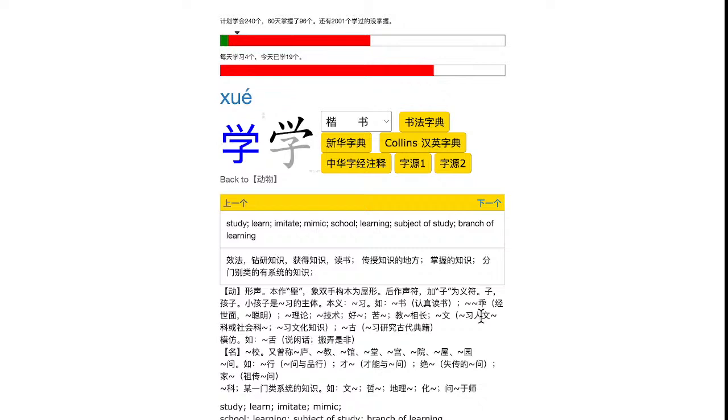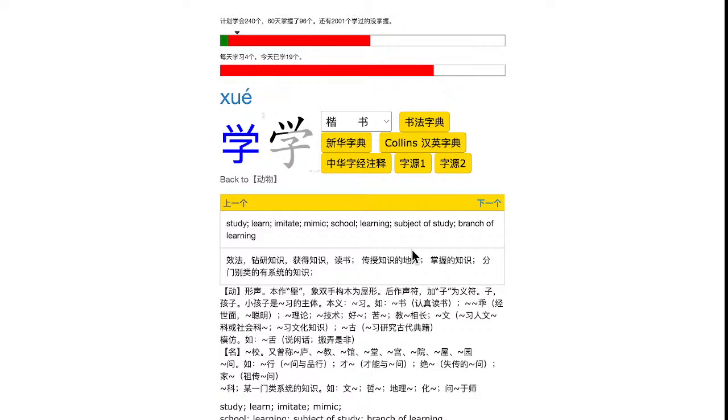And then also a subject of study. For example, 化学, 物理学, that means chemistry or physics. Okay, 文学, that means literature, right? And so also a branch of learning, right? We just said like 文学、哲学、地理学、化学, okay, that kind of 学. So this is 学.